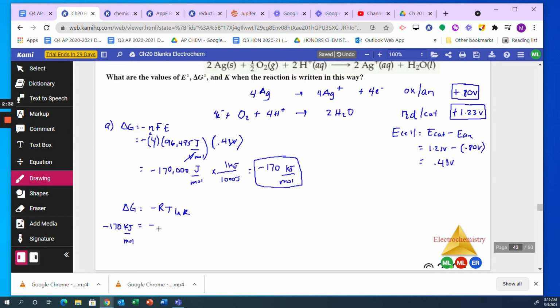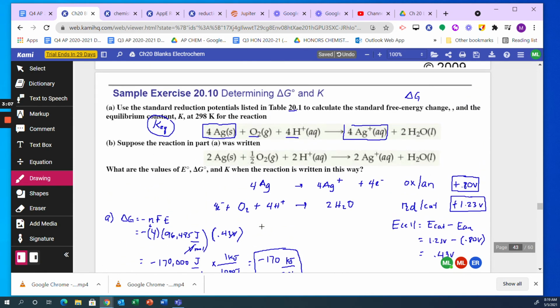equals negative R, and you're going to use 8.314 J over mole K. And I'm going to try to get rid of the joules to match the kilojoules here, so I'm going to multiply this by 1,000 or divide by 1,000. So all of that is R. The temperature is 298 Kelvin. They should give you that in the problem, and I believe they did.